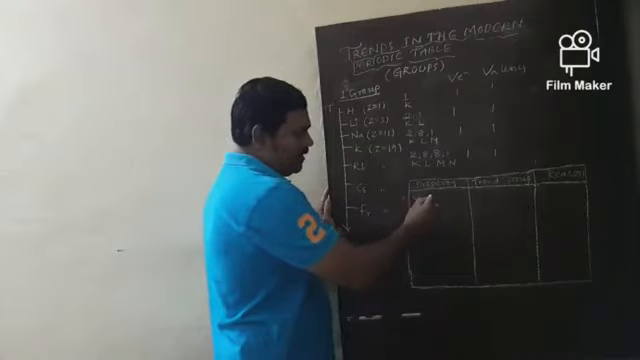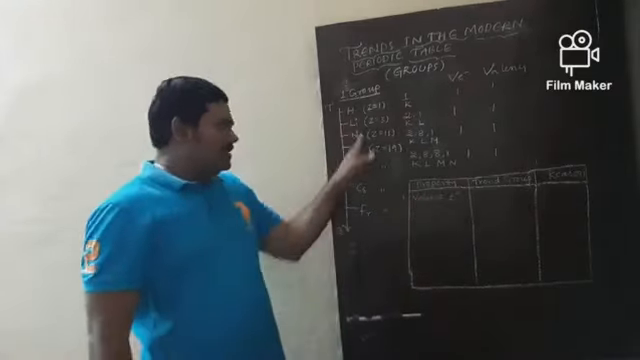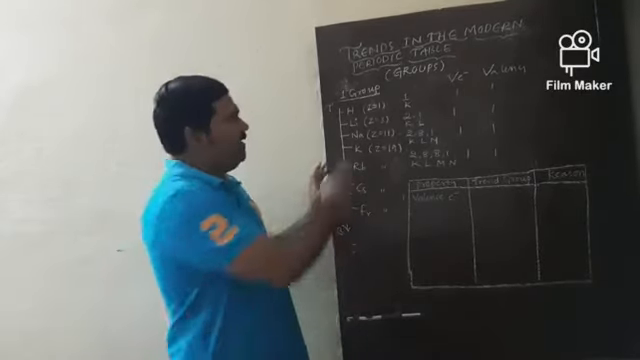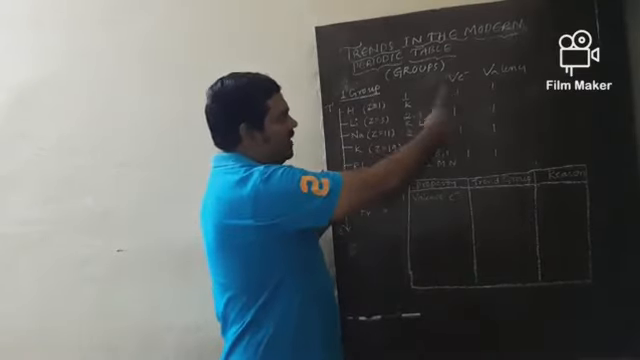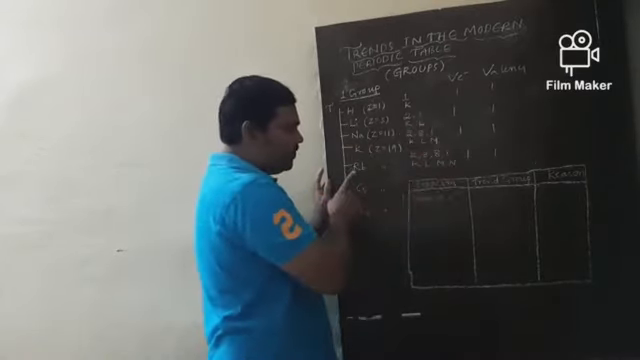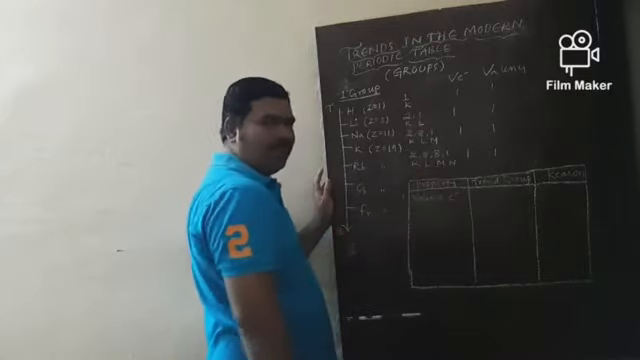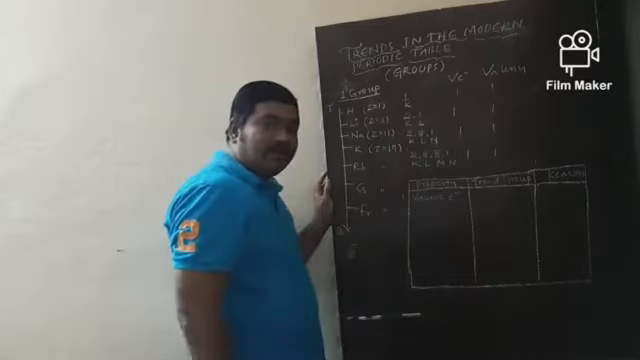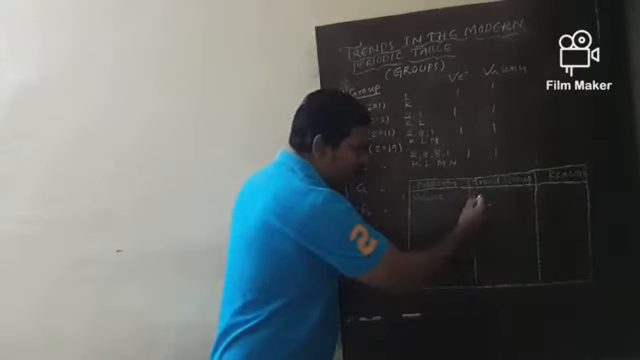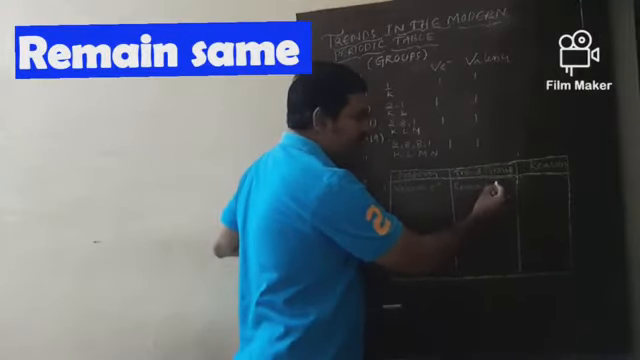Valence electrons. How do the valence electrons vary from top to bottom in any group? See, hydrogen valence electron 1, lithium also 1, sodium also 1, potassium also 1. Rubidium is also 1, cesium also 1, francium also 1. So what trend did you observe regarding valence electrons in a group? Valence electrons remain same.